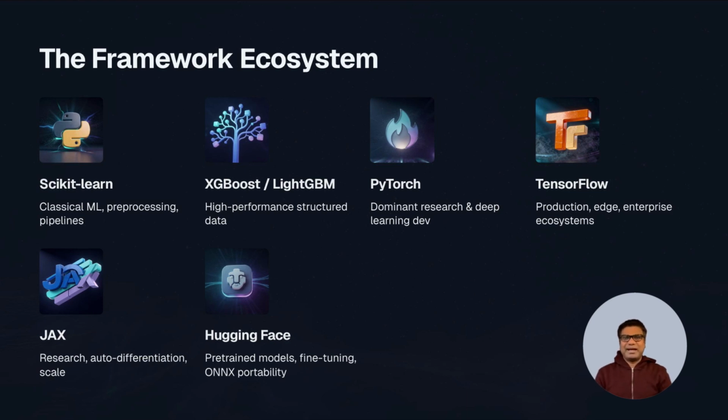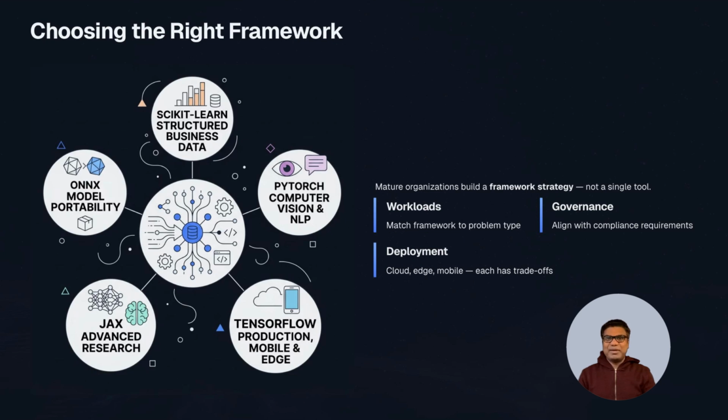TensorFlow helped industrialize large-scale deep learning and remains important in production environments, edge deployment, and some enterprise ecosystems. PyTorch became the dominant research and development framework for deep learning because of its flexibility, Python-first design, and strong community adoption. JAX has gained attention for high-performance numerical computing, research, and scalable model development, especially where automatic differentiation and compiler-driven optimization matter. Around these core frameworks are ecosystems, such as Hugging Face transformers for pre-trained models and fine-tuning, Keras for high-level APIs, ONNX for model portability, and MLflow for lifecycle management.